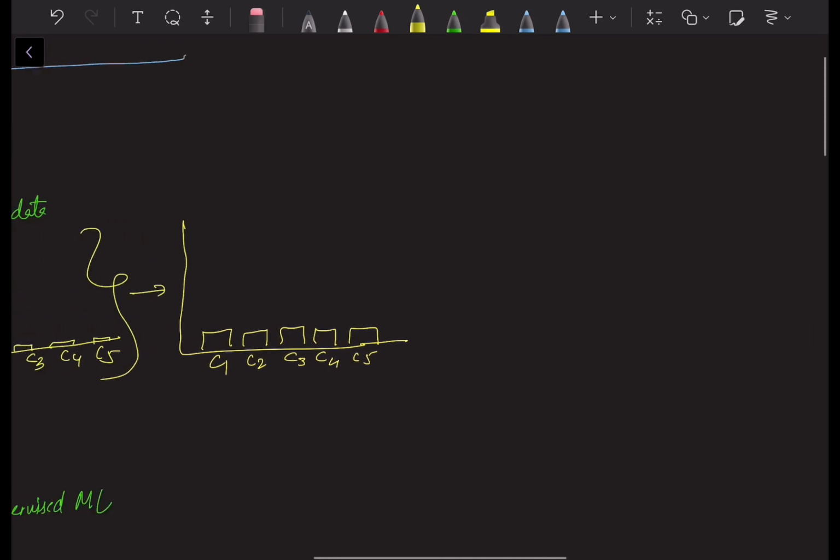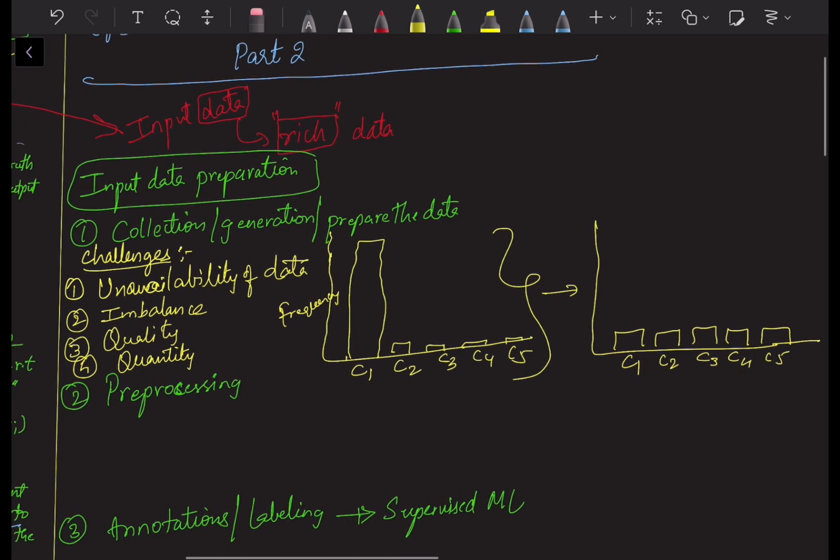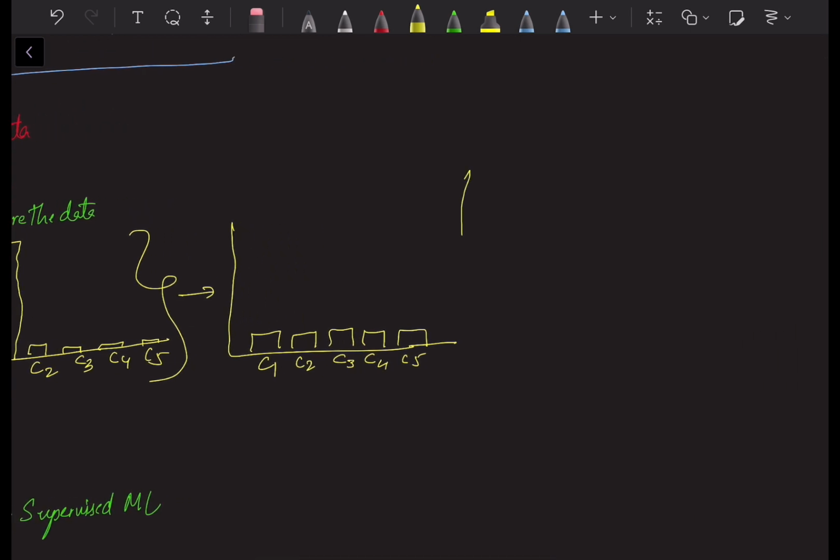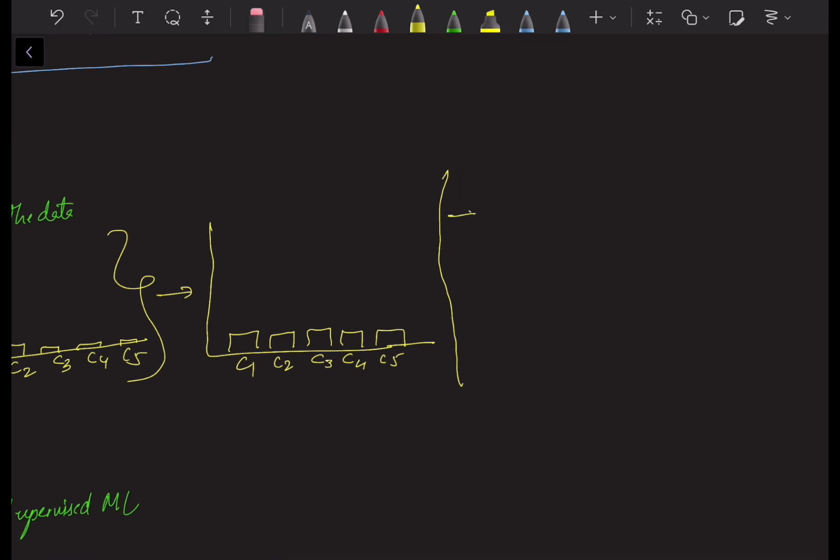Now, having understood the four challenges, unavailability, imbalance, quality, and quantity, there are some available techniques that can be applied to overcome these challenges. So first is data augmentation. Basically, we try to create more data from the data we have by using augmentation techniques. For example, we have the same dog image that we were talking about.